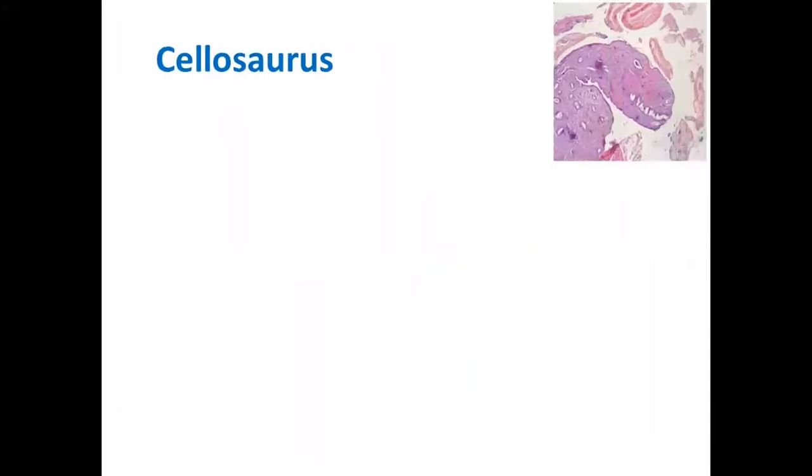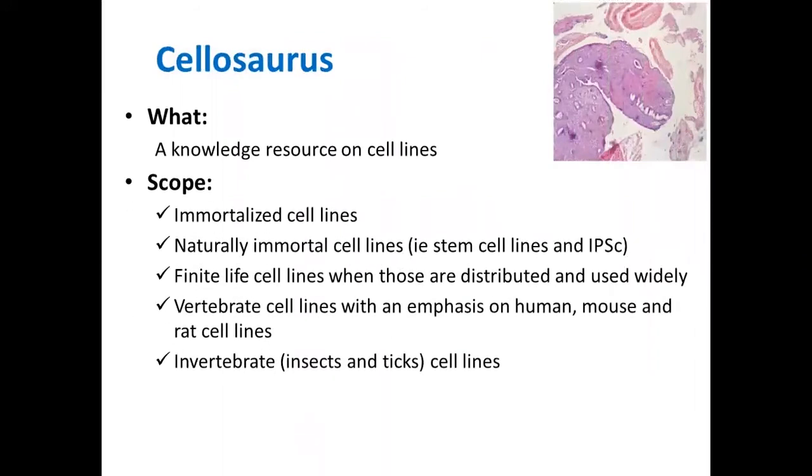Okay, so now, that, as I said, leads to the Cellosaurus, which is a knowledge resource on cell lines. Its scope is all the different types of immortalized cell lines, but also finite life cell lines, like fibroblast cell lines, when those are distributed and used widely, like the very famous MRC5 or WI38 cell lines, which are used for vaccine production.